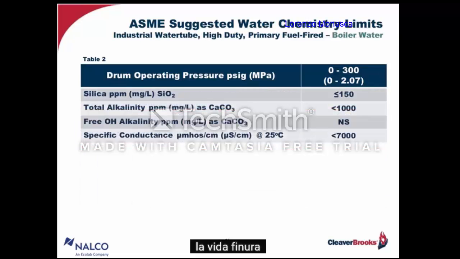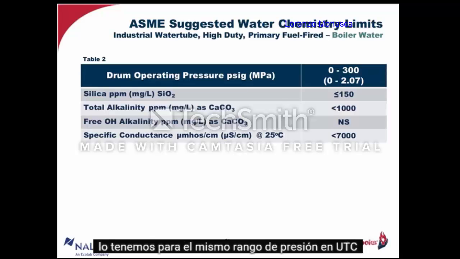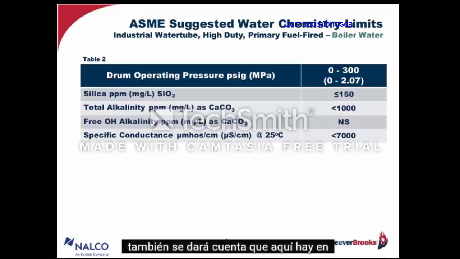So now I'm going to go on to the next slide. This is the corresponding slide to the previous one that shows what the water chemistry in the boiler is doing at the same time. So we've got it for the same pressure range. And here we see suggested limits for silica because of its tendency to form scale at higher concentrations. And on alkalinity and conductivity, we like to control those from the standpoint that they contribute to boiler carryover and steam purity issues. Now you'll also notice here that the free OH alkalinity is actually not specified.